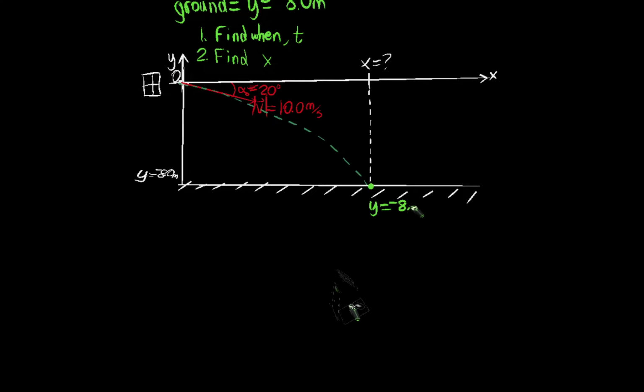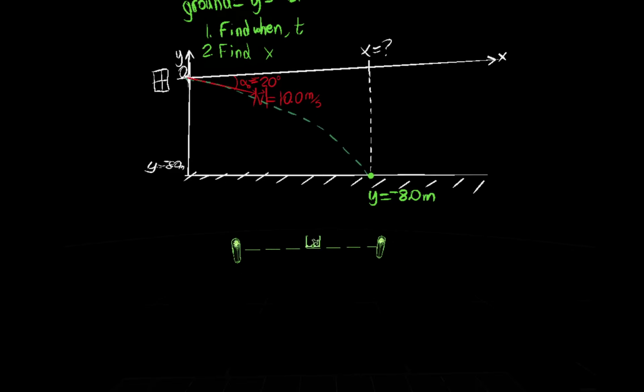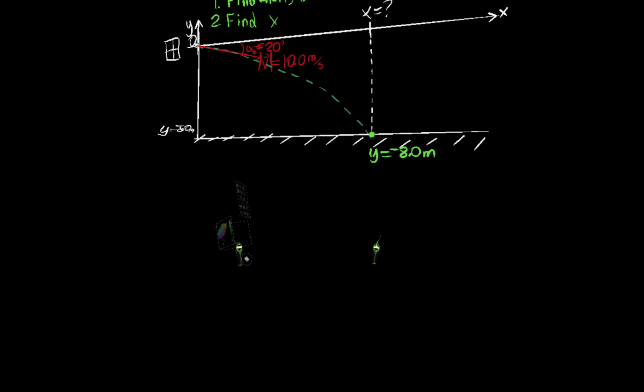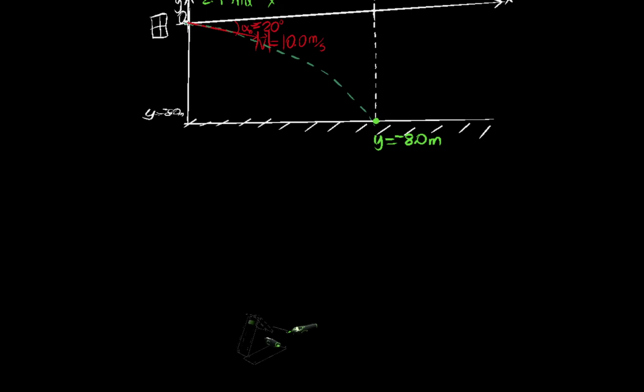So when it is here, it is at y equals negative 8.0 meters. That's its position. And so t at y equals something. Before it was when y equals 0, but now we have y equals negative 8. But it's the same procedure.